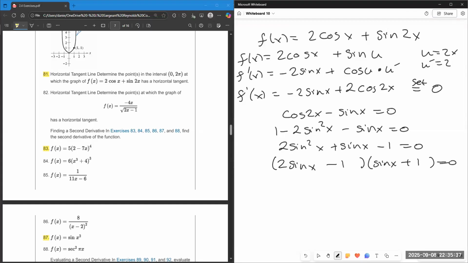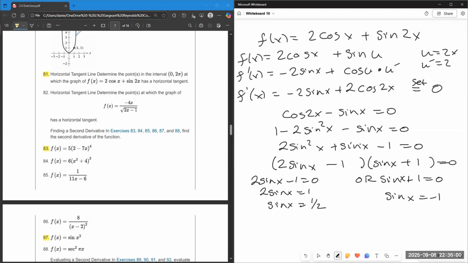This equals 0. So 2 sine x minus 1 equals 0, or sine x plus 1 equals 0. 2 sine x equals 1, sine x equals 1/2, or sine x equals -1. Time to remember your unit circle. Where on the unit circle between 0 and 2 pi, not included, is sine 1/2? Well, x is pi over 6, and it will also be at 5 pi over 6.